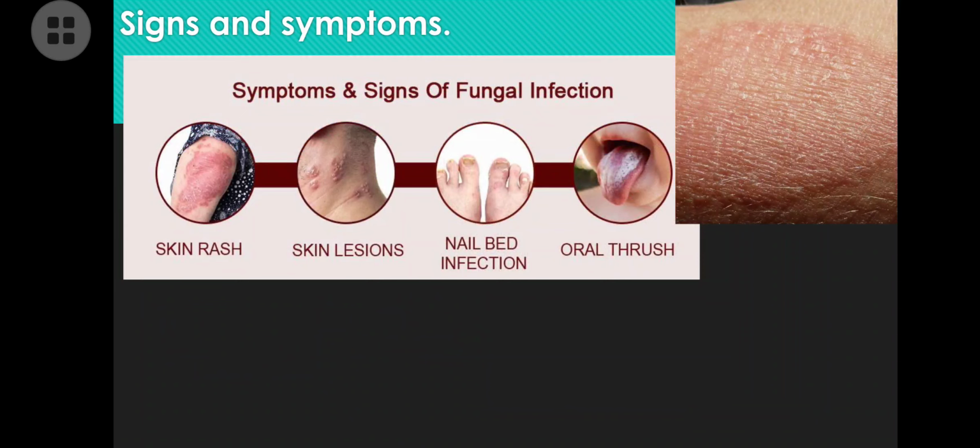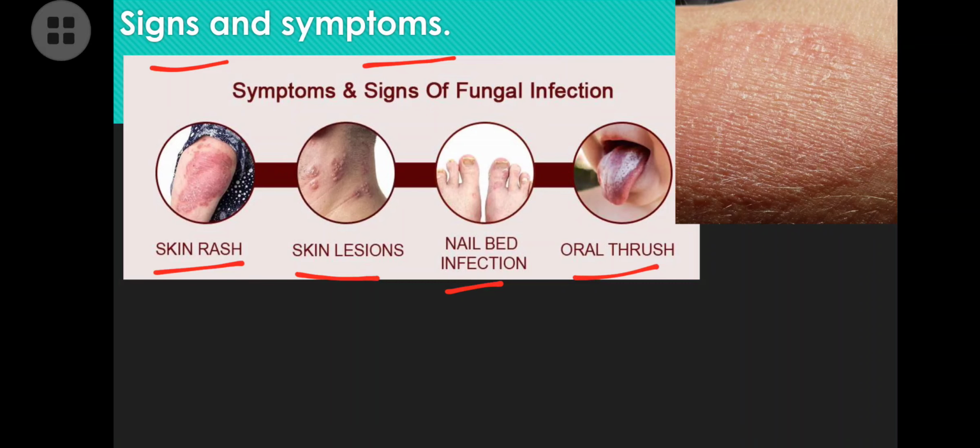Then signs and symptoms. Some common symptoms, some common signs are there. Usually your dermatologist will conclude that it is a fungal infection by looking at signs and symptoms directly. If signs and symptoms are complicated, then he will go for some tests. Say skin rash and skin lesions, nail bed infection, oral thrush. Okay, now you saw one image, that is also one type of fungal infection.